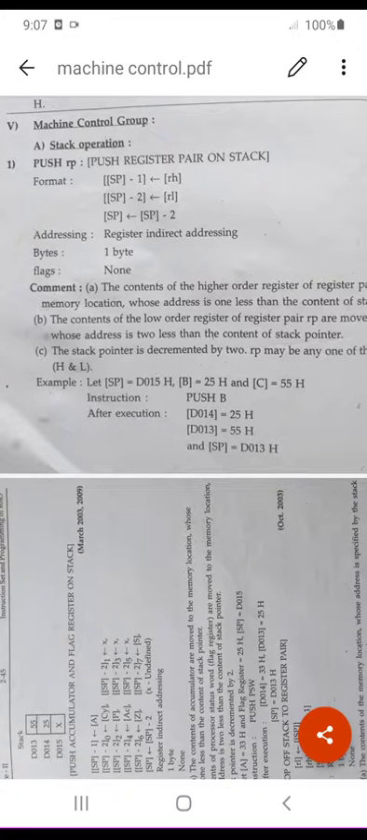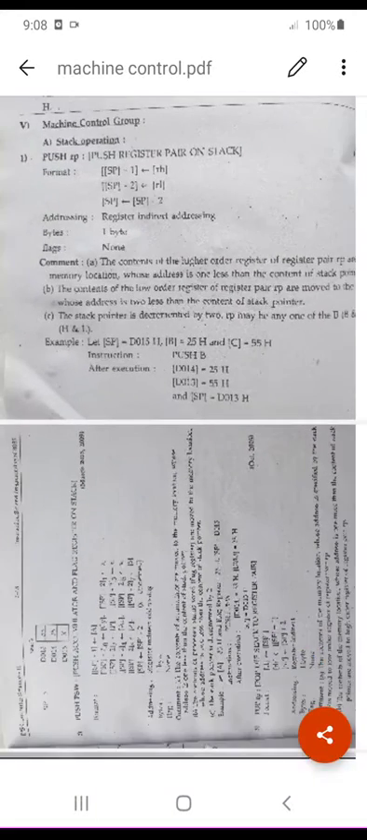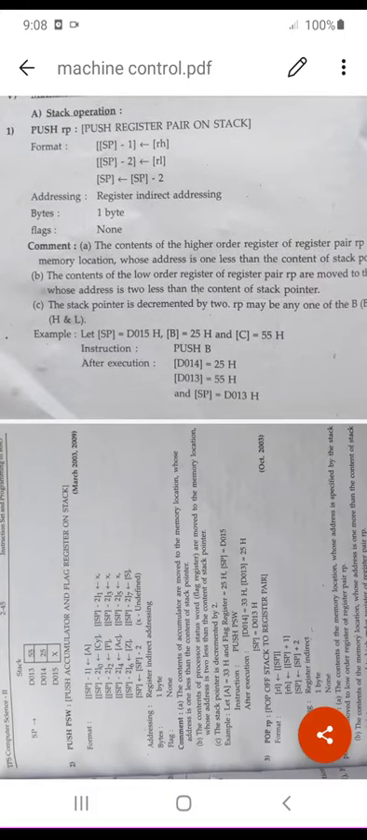Today we are going to learn the machine control group instructions. These are important instructions from the point of view of the theory exam. These are two important instructions, push and pop. In push, we are pushing the content of a register pair on the stack, and in pop we do the opposite work, that is, the stack content is stored in a register pair.